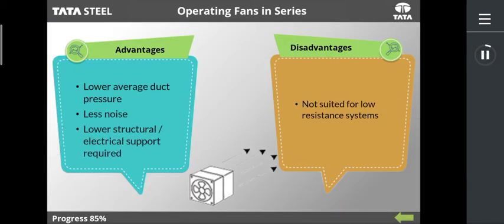Operate fans in series. When two fans are installed one behind the other in such a way that they handle the same air, they are said to be in series. When two fans are in series, the same volume of air passes through each, and each adds a certain amount of pressure to it in the process. Advantages: lower average duct pressure, less noise, lower structural or electrical support required. Disadvantages: not suited for low resistance systems.